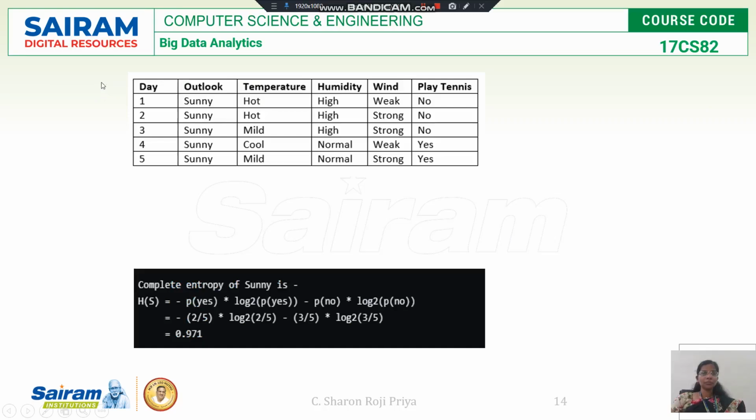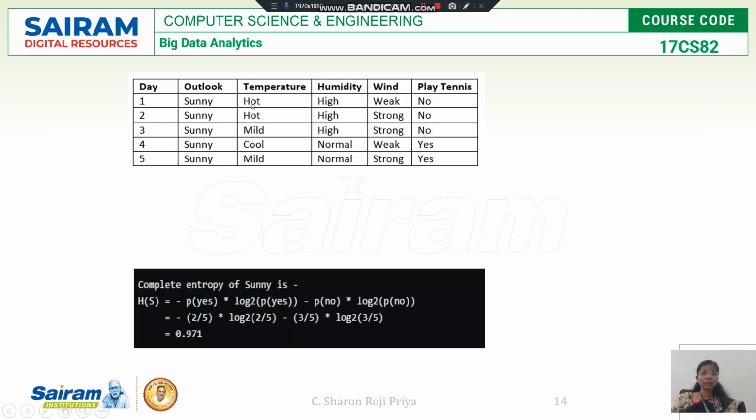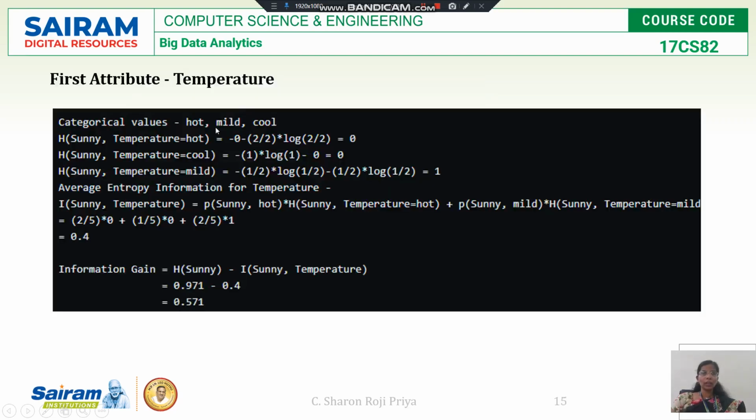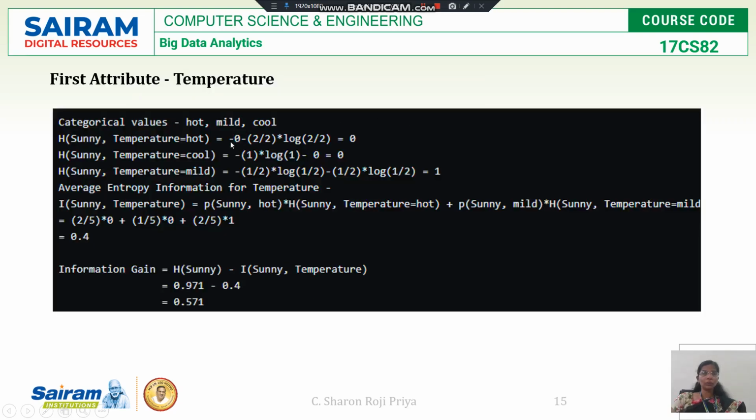Next, check here, this sunny has how many attributes? Temperature, humidity and wind. The class label is separate. So the first attribute is temperature. Now you check how many values temperature has. Hot, mild and cool. Now you have to check how many hot are there. 2 hot are there. Both hot are negative samples. So no positive, minus 0 minus 2 by 2 into log 2 of 2 by 2, which gives the answer 0.